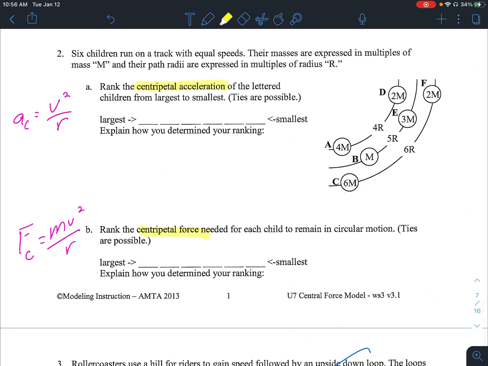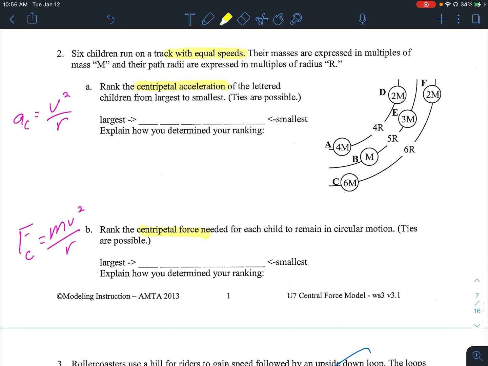So for number two, we have a track that people run around with some kids with different masses and in different lanes, meaning their radius is going to be different, but they're running with equal speeds.